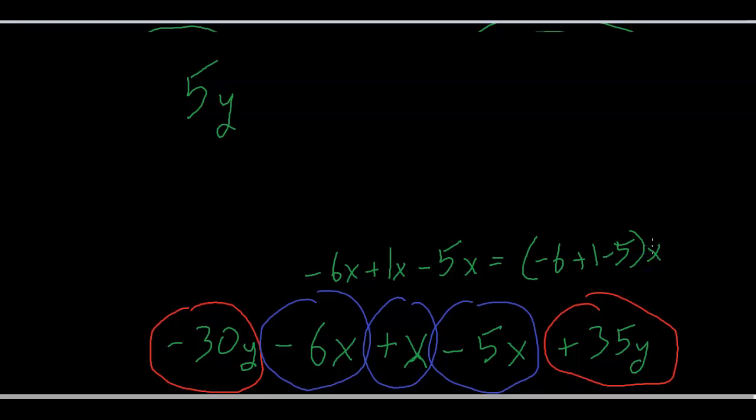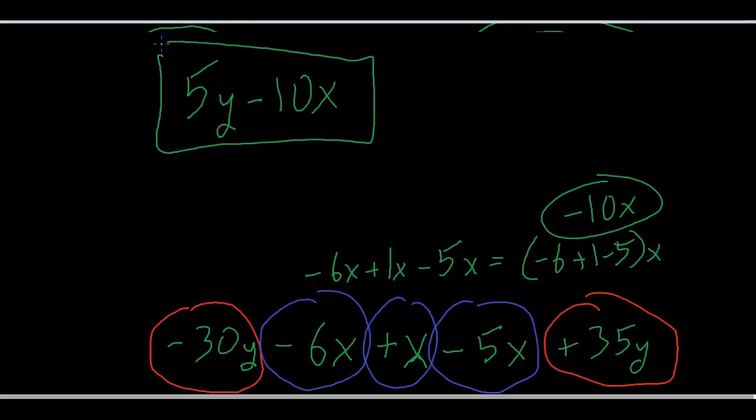And what will we get? We'll get -6 plus 1 minus 5. We'll get -10x. So we'll have an x term of -10x. And that's the same thing as subtracting 10x, right? So since our x term is -10x, we can think of that being added to our final expression as like plus -10x. Same thing as minus 10x, right? All right, so here is our simplified expression for that large expression we started with, nothing but 5y minus 10x.